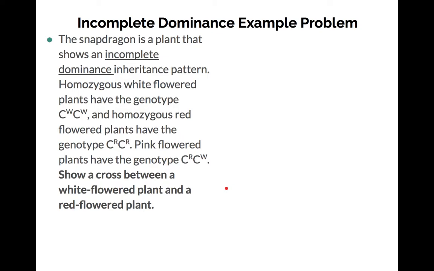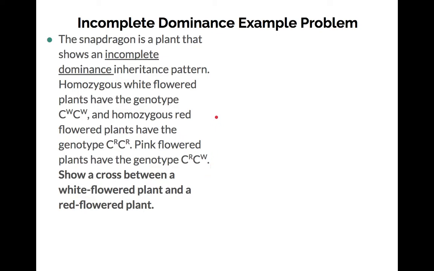So here's our first practice problem. The snapdragon is a plant that shows incomplete dominance inheritance pattern. Homozygous white flowered plants have the genotype CWCW, and homozygous red flowered plants have CRCR. Pink flowers will be CRCW, or that mix of those two. So first we're going to show a cross between a white flowered plant and a red flowered plant.